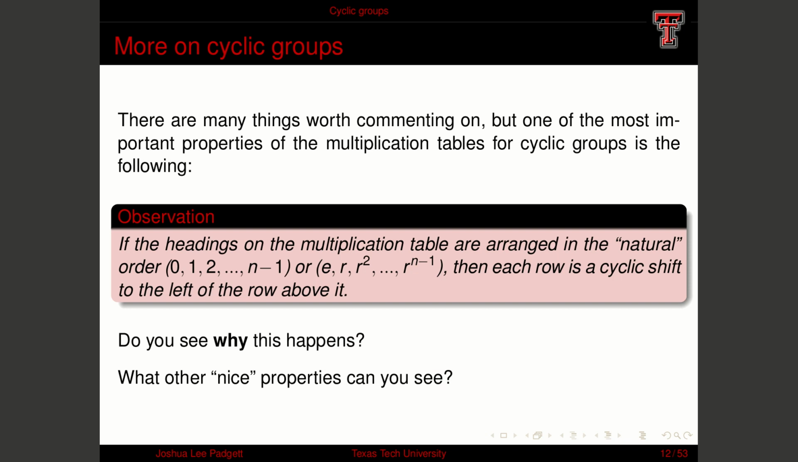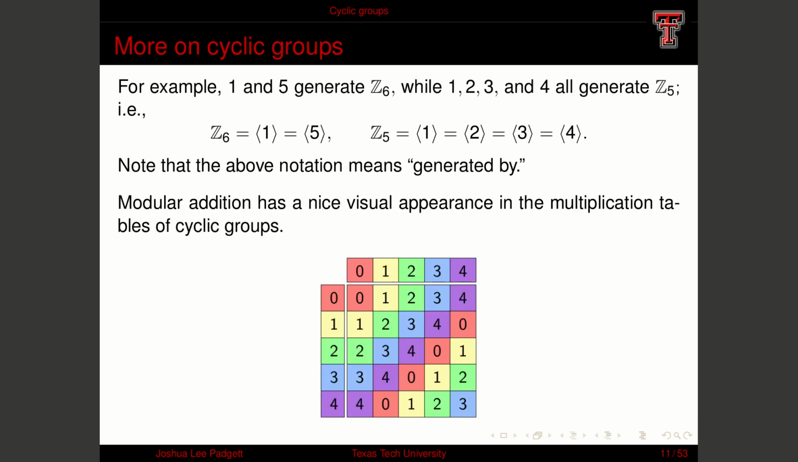But one of the most important properties was this natural shift that we just talked about. And so what I've done is I've tried to formulate this observation to tell us how the shifting happens. So the idea is if the labels of the headings use either the additive notation or the multiplicative notation, then each following row is just shifting everything to the left.